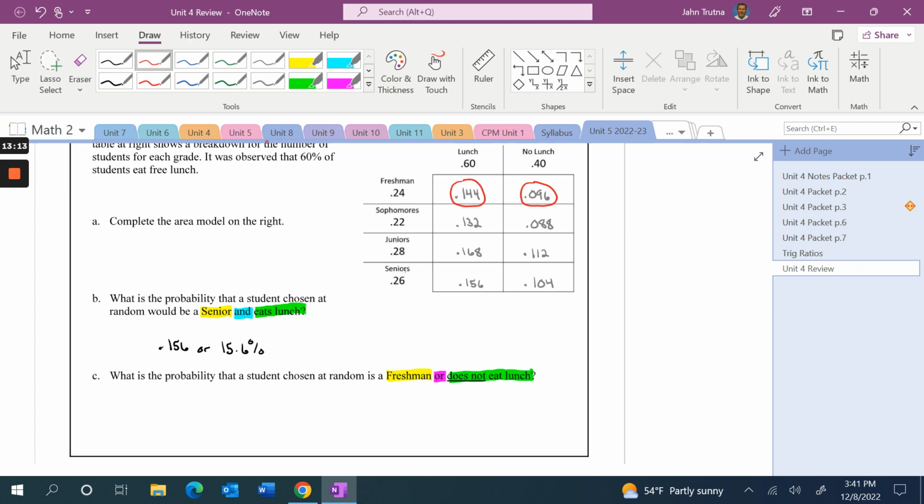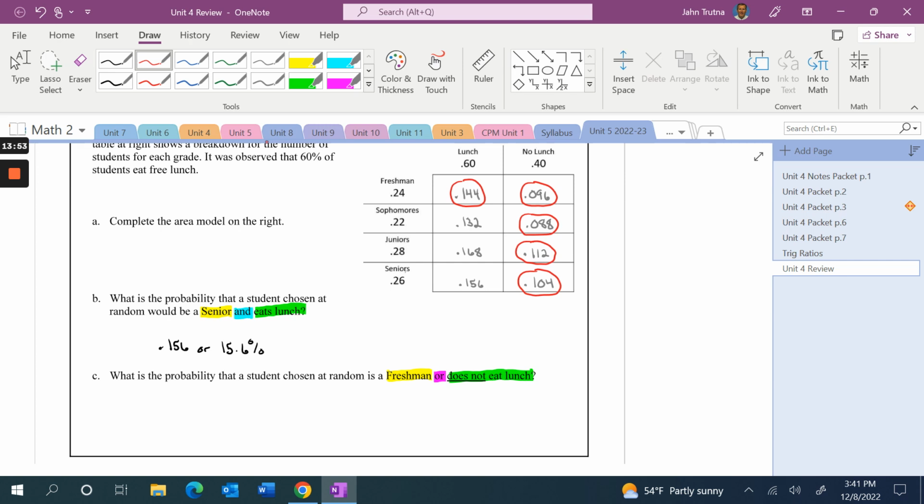So we have freshmen who do not eat lunch, but if it's already circled, you don't circle it a second time. If you circle it a second time, that means you're counting the same thing twice. You don't want to do that. We have sophomores who don't eat lunch, that's the 0.088. We have juniors who don't eat lunch, that's the 0.122. We have seniors who don't eat lunch. So as you can see, not counting the freshmen and no lunch twice, there's 5 different combinations involving freshmen or any grade that does not eat lunch.